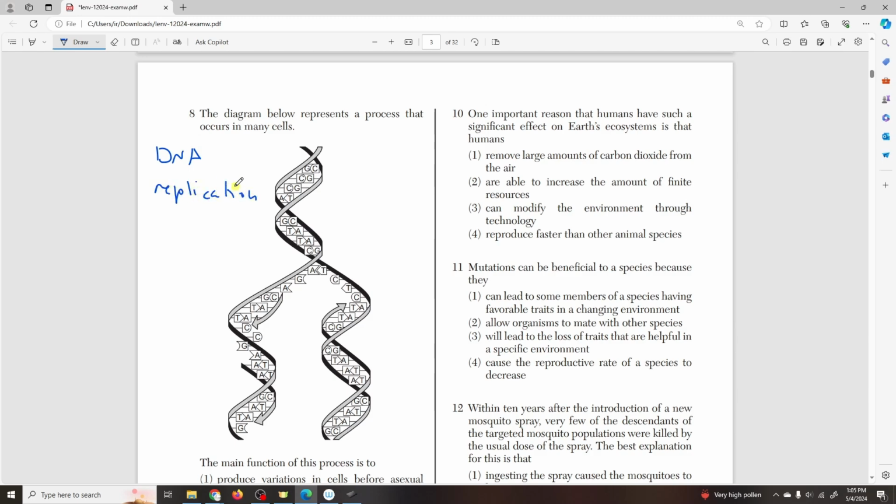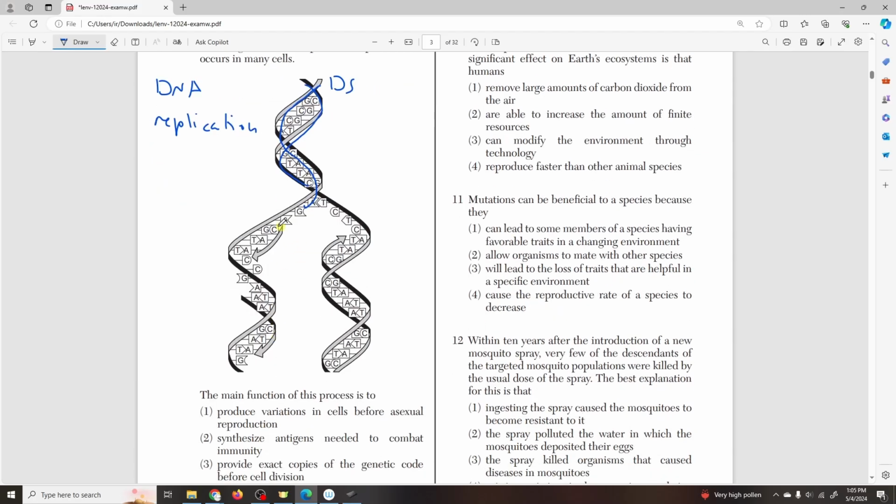How did I know this was DNA replication? Well, number 1, you're going from a double-stranded molecule. This has 2 strands, strand number 1, strand number 2, and you're then creating 2 double-stranded copies. This is also double-stranded, strand 1, here's strand 2, and this is also double-stranded, which is strand 1, strand 2. Now, the second way I knew that this was DNA replication is because here we have a thymine, and here we have a thymine.